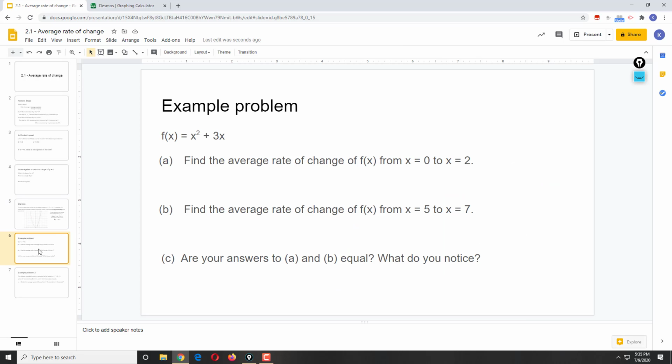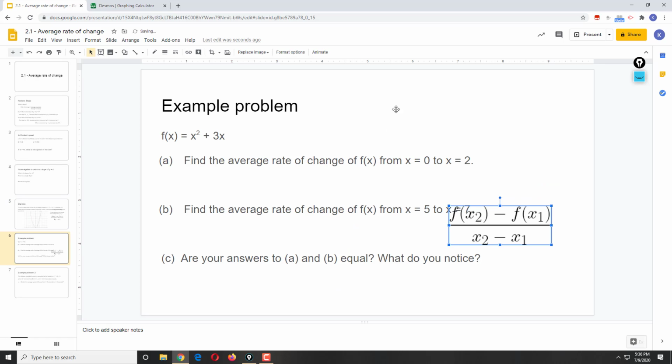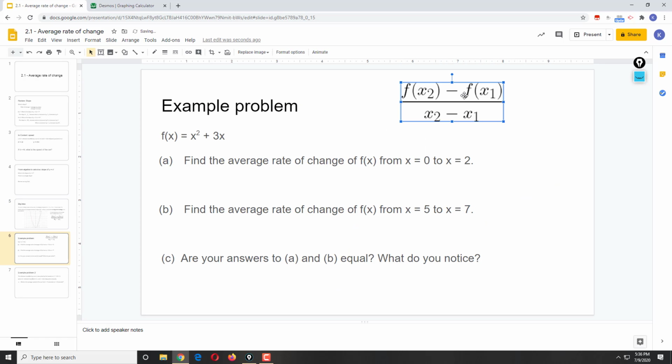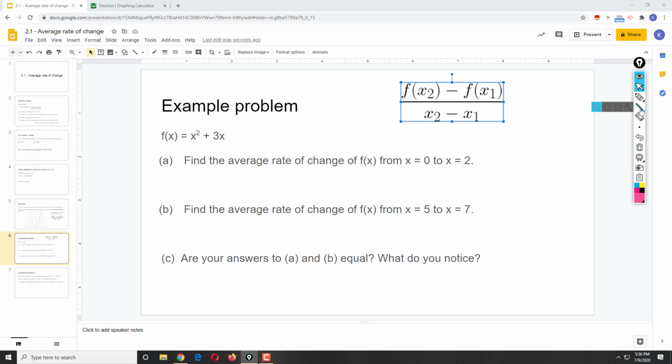Okay. Let's look at a couple of examples. Example problem: f of x equals x squared plus 3x. We want to find the average rate of change of f of x from x equals 0 to x equals 2. Well, that's part A anyway. Alright, let's recall our definition of average rate of change: f of x2 minus f of x1 divided by x2 minus x1. Okay, so let's apply our definition.